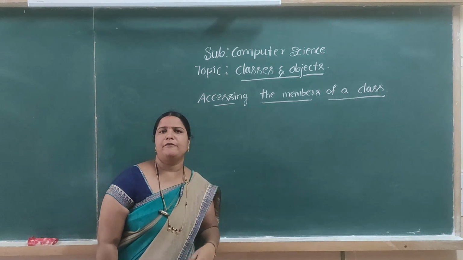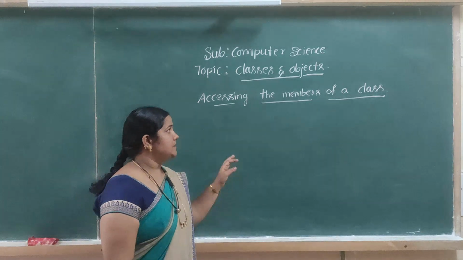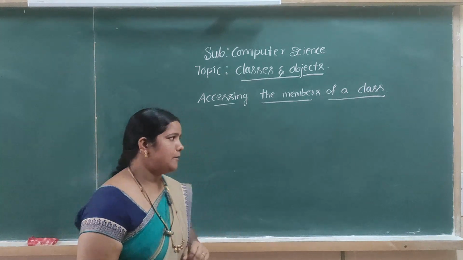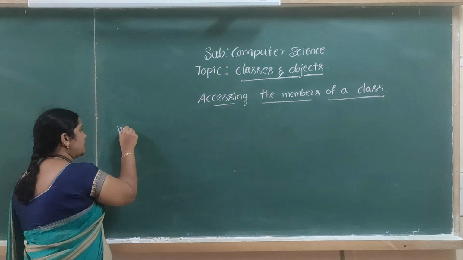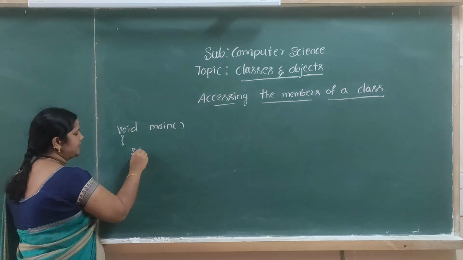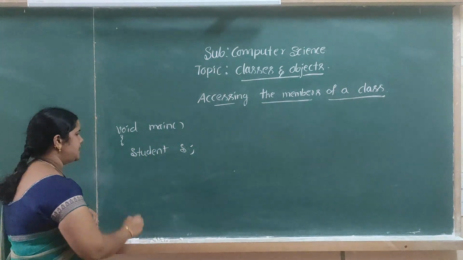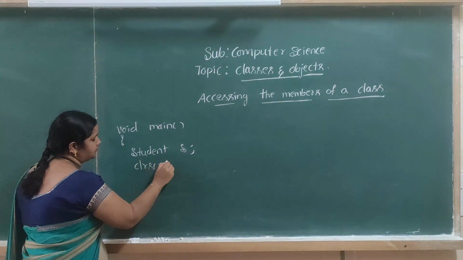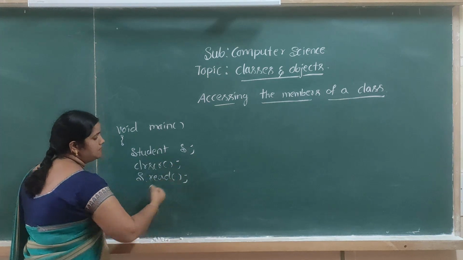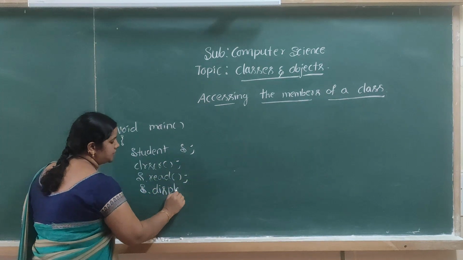We have to create an object, normally in the main function, and use it to access the members or member functions of a class. For example, in the previous example, the main function, void main, contains Student, which is the class name, and we are creating the object S and clearing the screen. S dot read is one member function, and display is another member function.